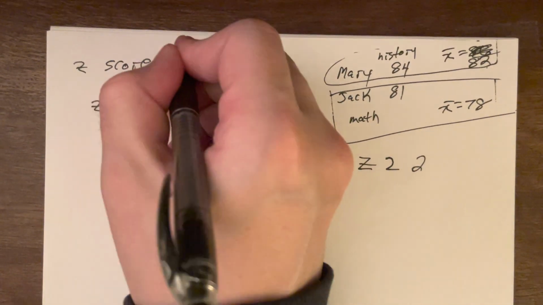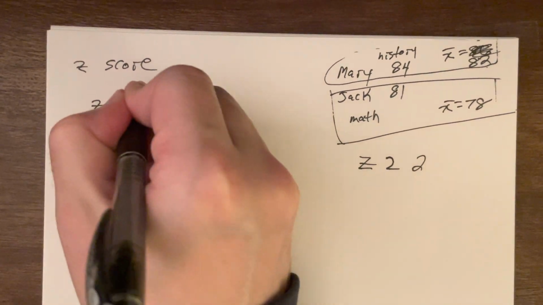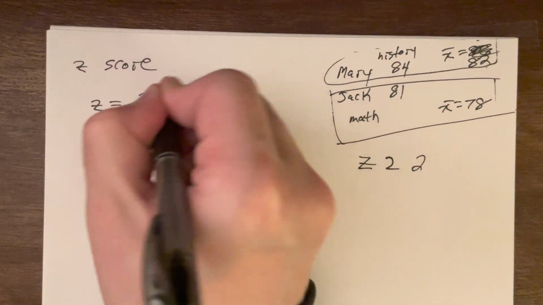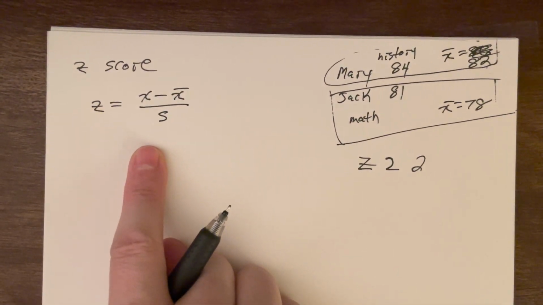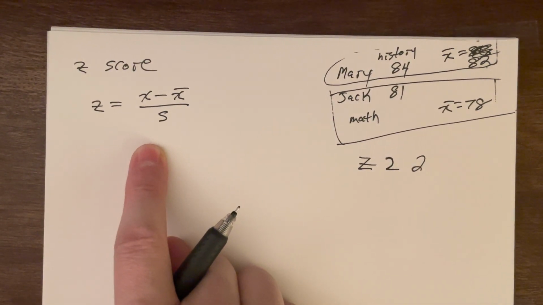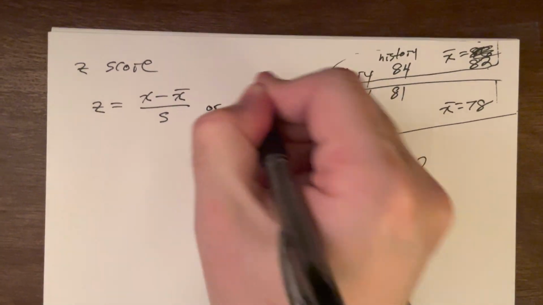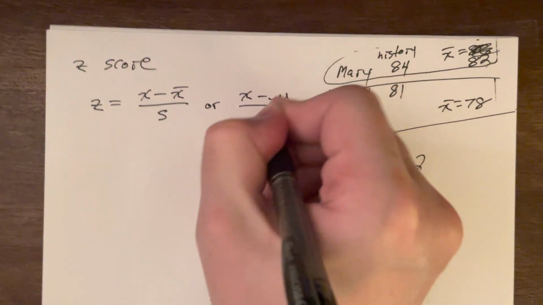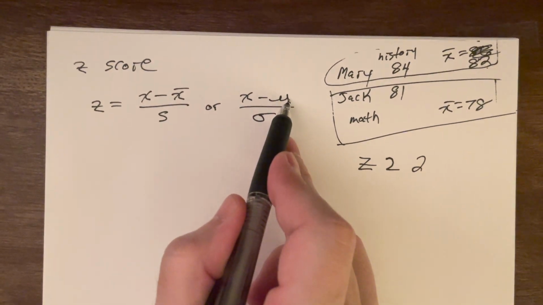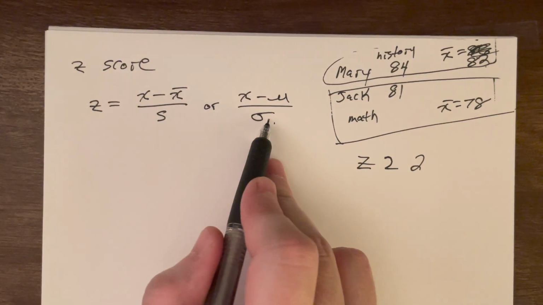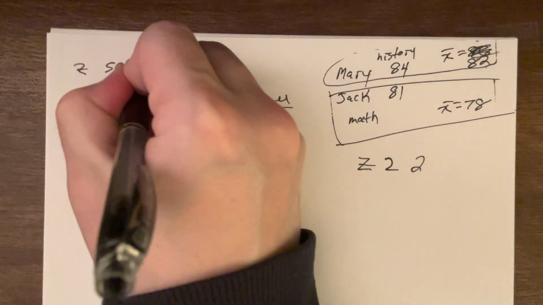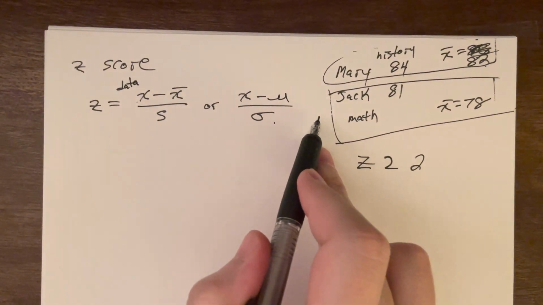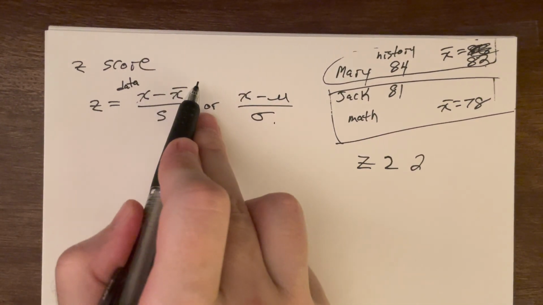The z-score for a data value is that data value minus the mean divided by the standard deviation. That's it. That's all there is to it. If you have population data, you just have the population mean and the population standard deviation. But notice, you always start with the data value. It's not big minus small here. It's data value minus the mean.